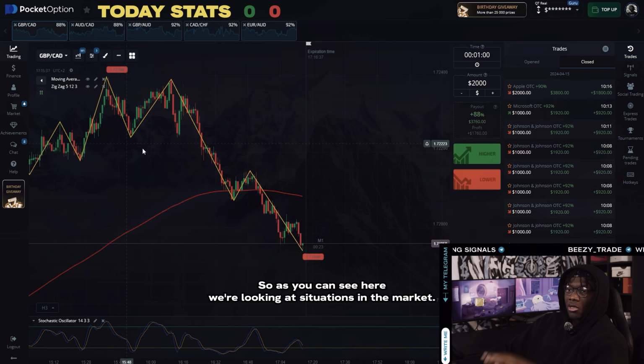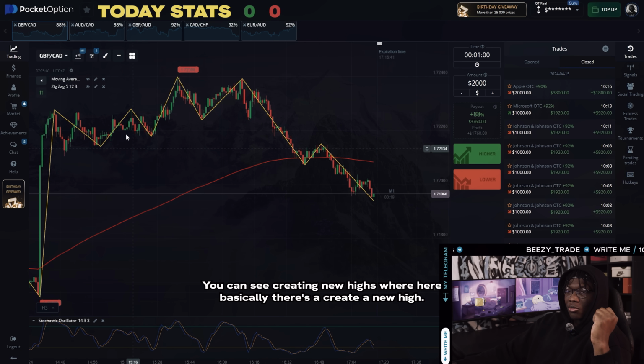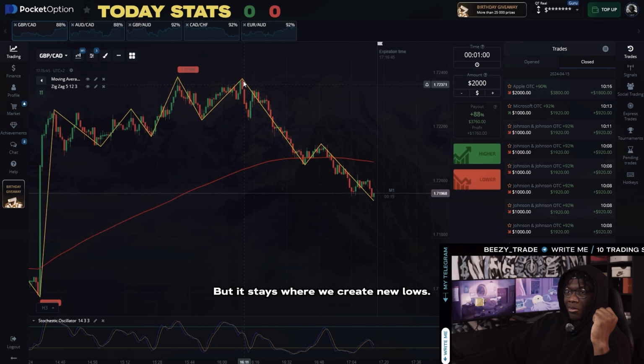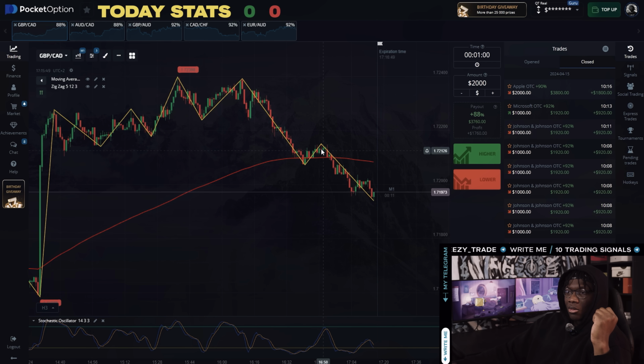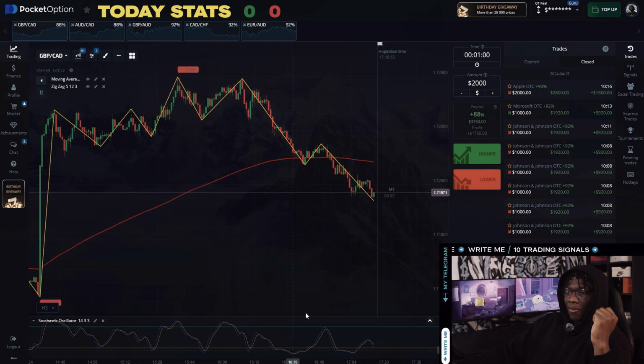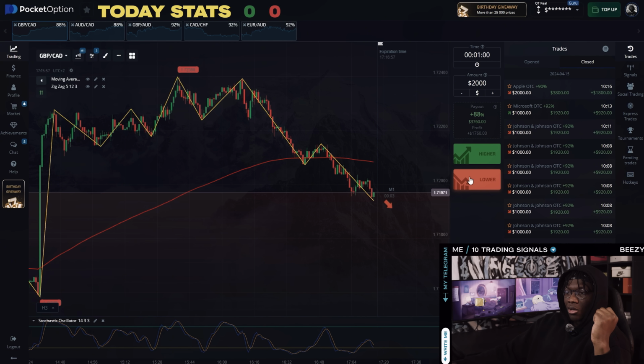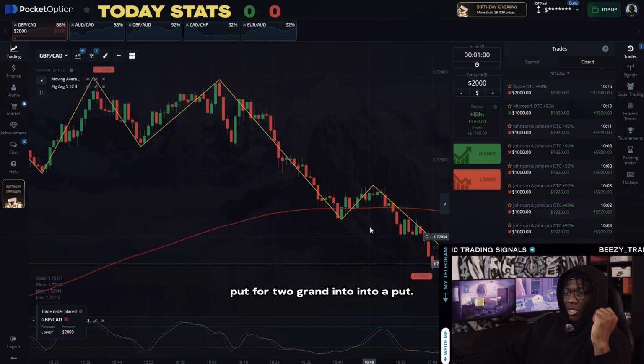So as you can see here, we're looking at situations in the market. You can see it creating new highs right here. Right here it doesn't create a new high, but it stays. But we're creating new lows. Not a new high, but it looks like we're creating a new low right here. So I think this might also be a good point to enter into a put. For $2, enter into a put.